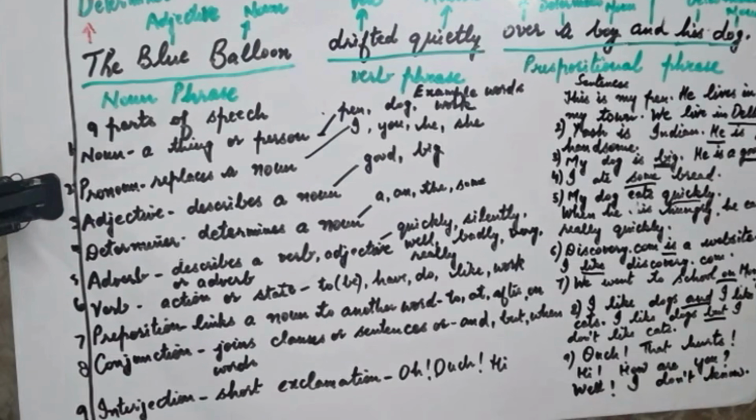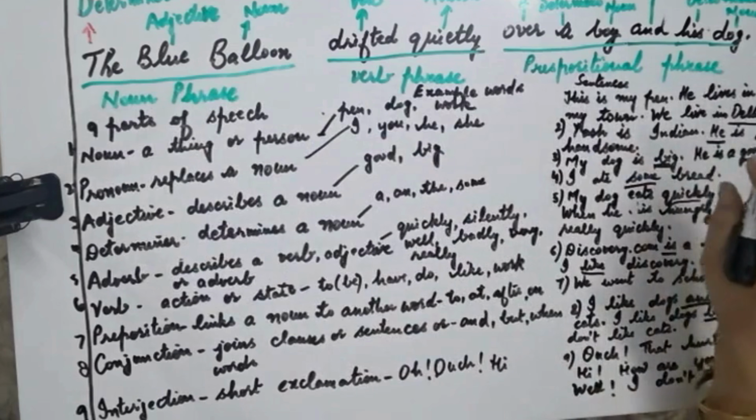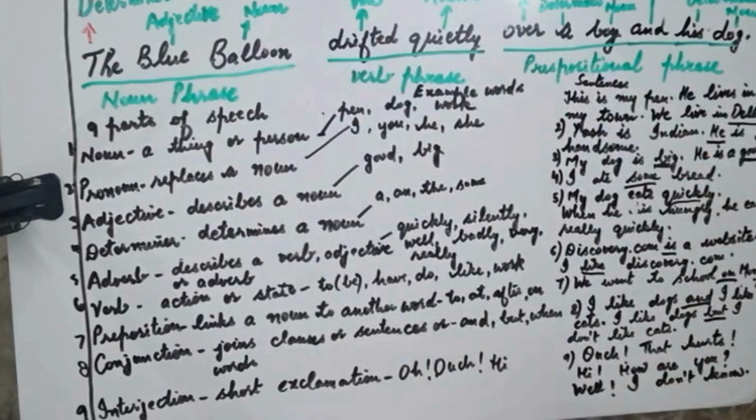So these are the parts of speech. Whenever we write any sentence, we should be able to make out which word is which part of speech.